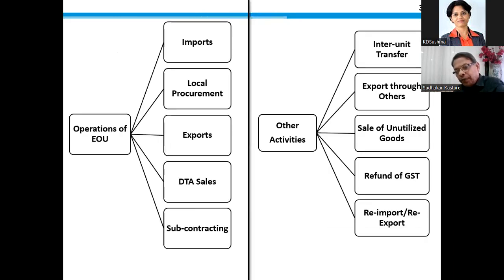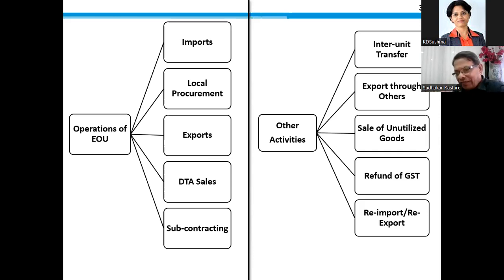What are the operations of an EOU? There are 10 operations, basic 10 operations. You are importing, you are procuring locally, you are manufacturing the product and exporting. You are also selling in the domestic tariff area, DTA sales. And if you have more orders than your built capacity, you can also get subcontracting done. No problem.